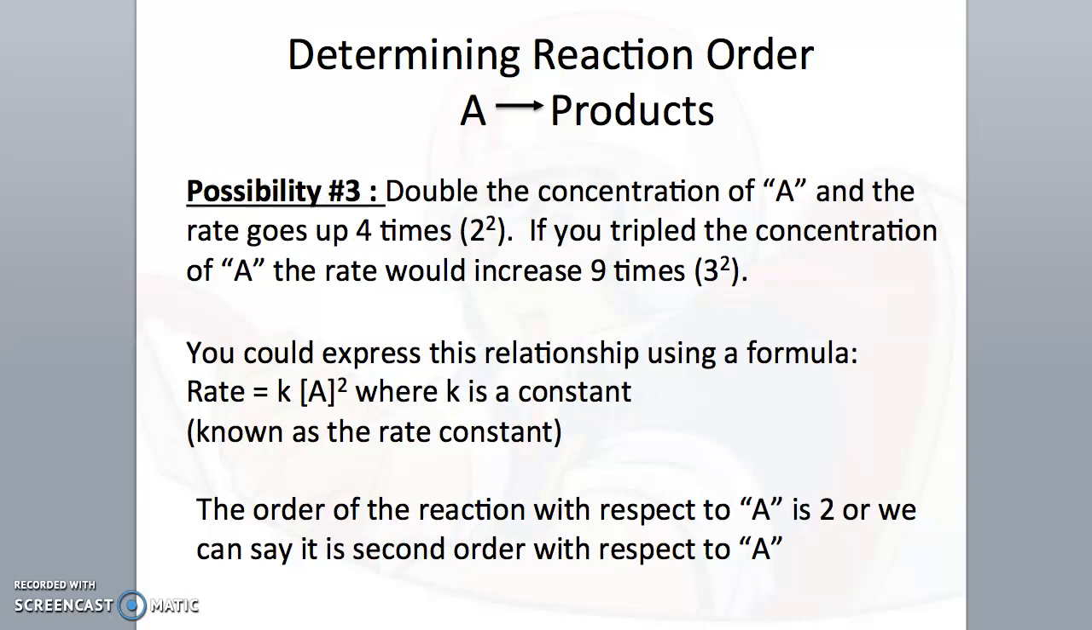In this scenario, we double the concentration of A, and the rate goes up 4 times, or it quadruples. This would be second order in A. Our rate law would be written as rate equals k times the concentration of A squared, or to the power of 2.